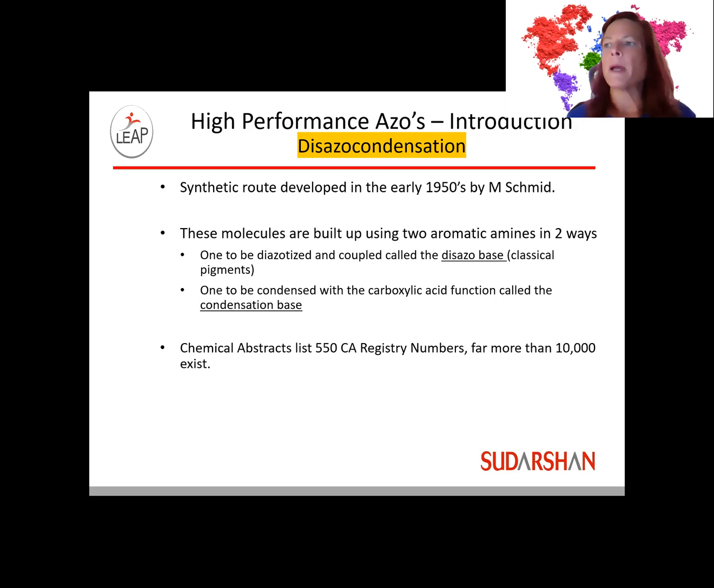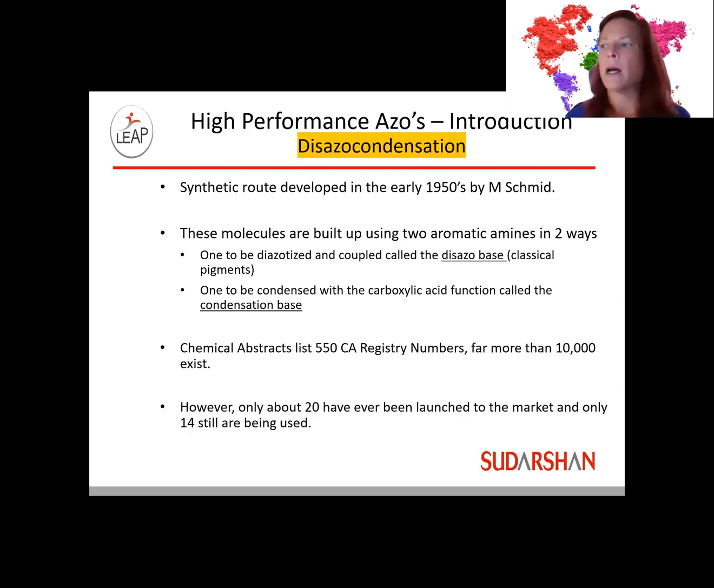Chemical Abstracts list about 550 registry numbers for the disazo condensation pigment class, but more than 10,000 exist that have been discovered and developed, though not all of them actually get to the Chemical Abstracts listings. However, this dwindles down to only about 20 that have ever been launched to the marketplace. And today there are about 14 that are still being used in the industries.